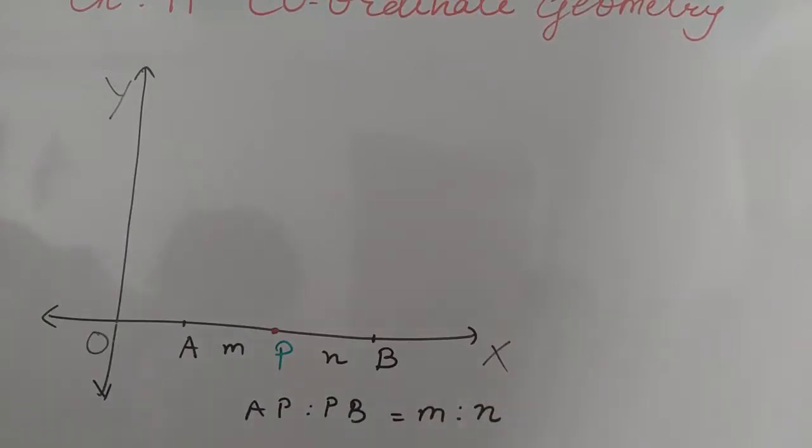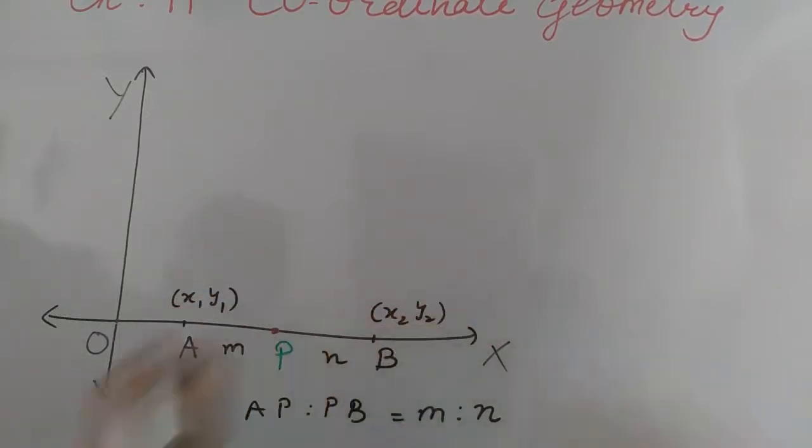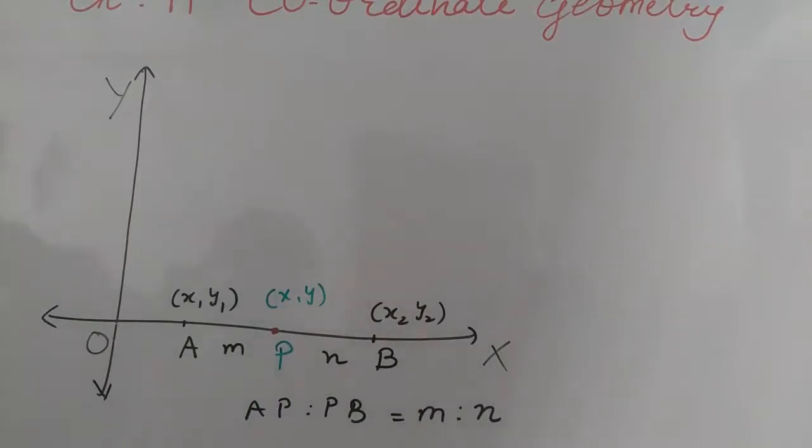So this is the section, or you can say the division, of this line segment AB in a specific ratio. Now let A be (x1, y1), B be (x2, y2), and P be some point (x, y). So I am writing the point (x, y). Now P is the division point of this line segment AB.